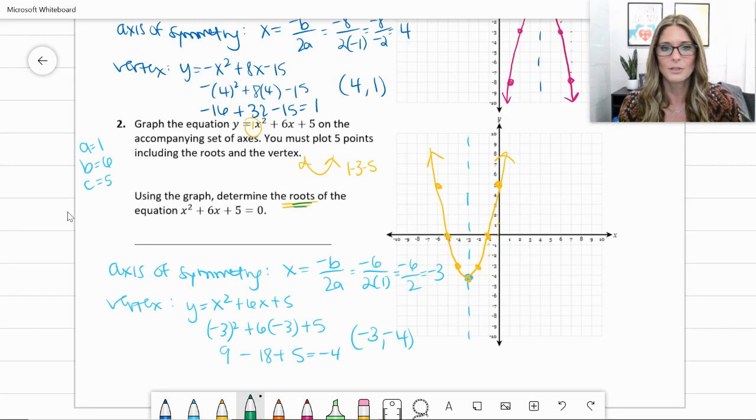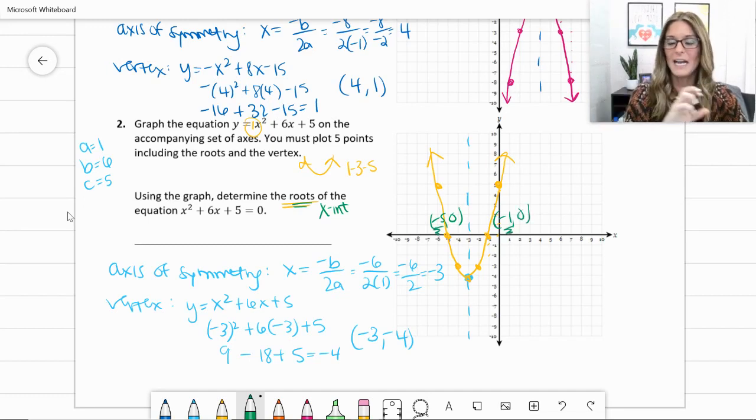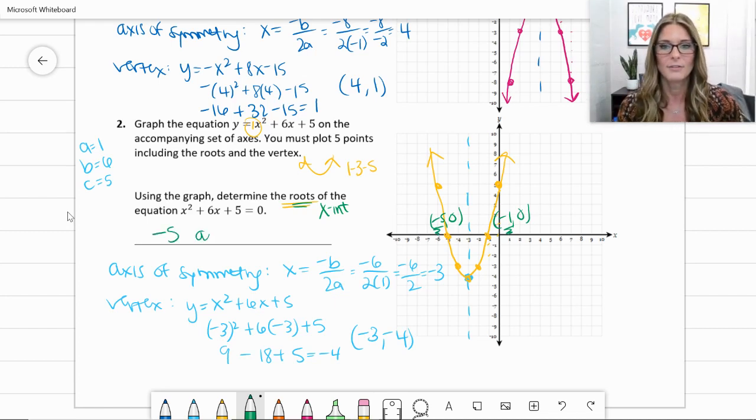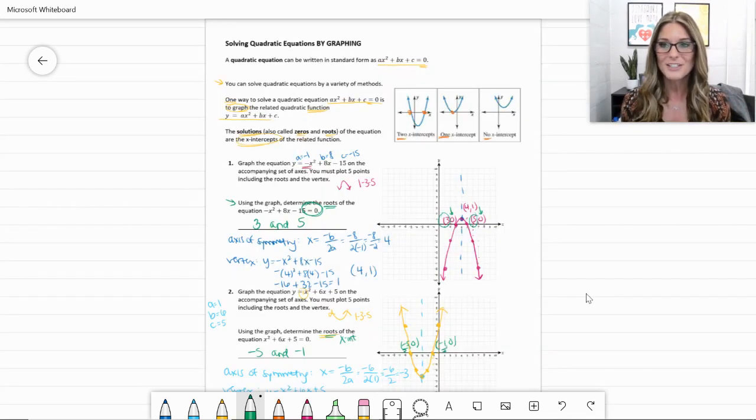All right, those roots, those x-intercepts, we said they were negative 5, 0, and negative 1, 0. We're just using that x value. Where the entire function, where the entire equation would be equal to 0 is at negative 5 and negative 1. All right, so there is your first method for solving quadratic equations.